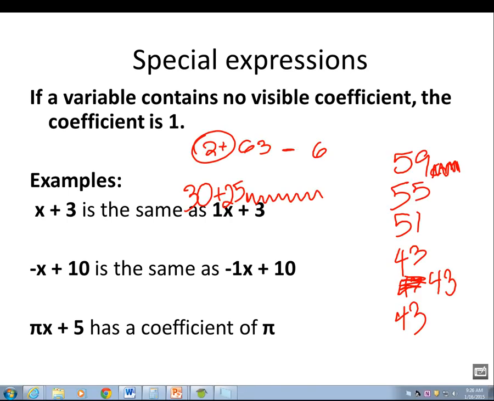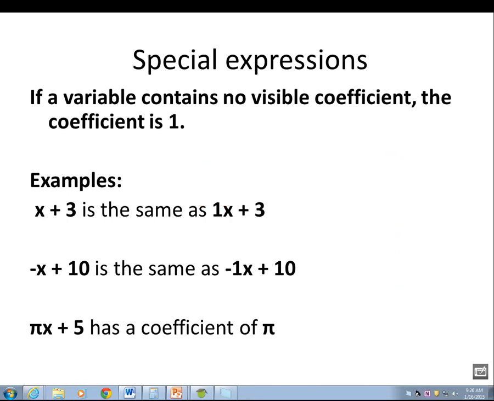Now, do you agree that x is equal to 1 times x? Do you agree? Yes. Okay, so 1 times Mr. Smith is the same as Mr. Smith? Whoa. Yes. Okay.